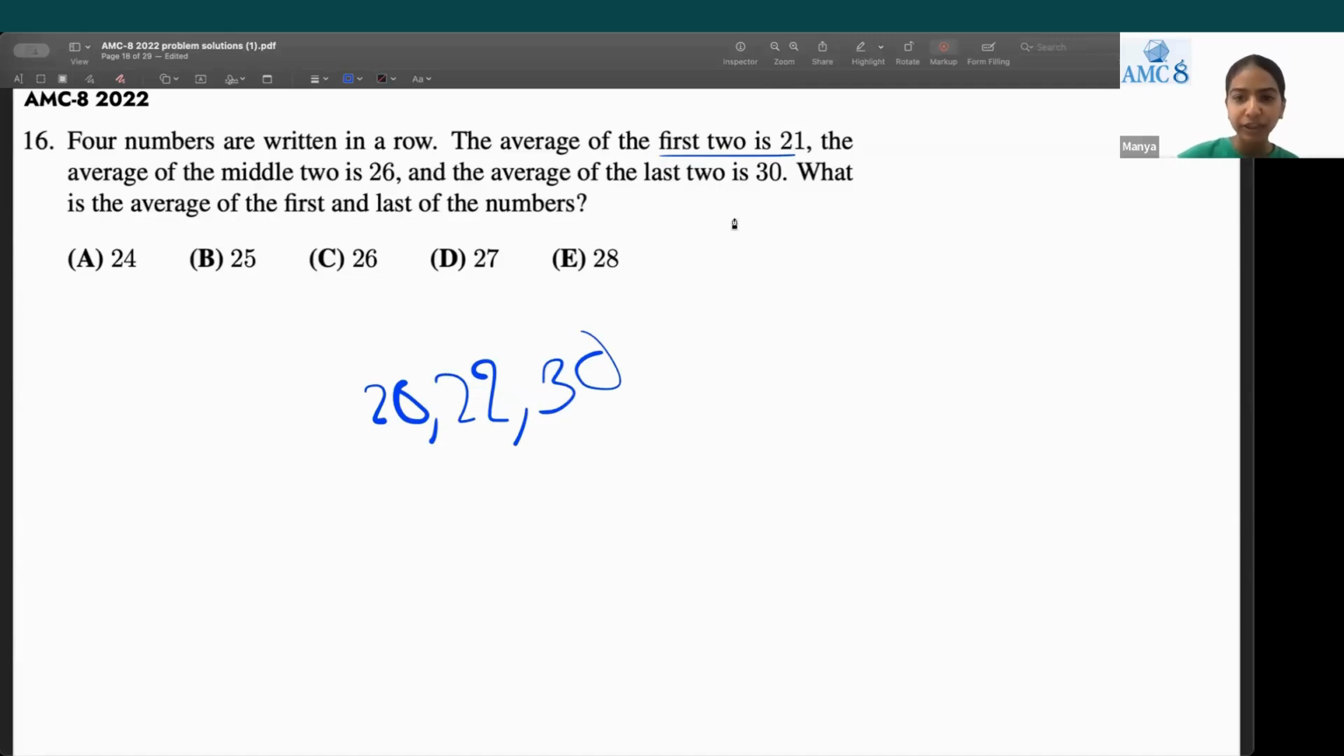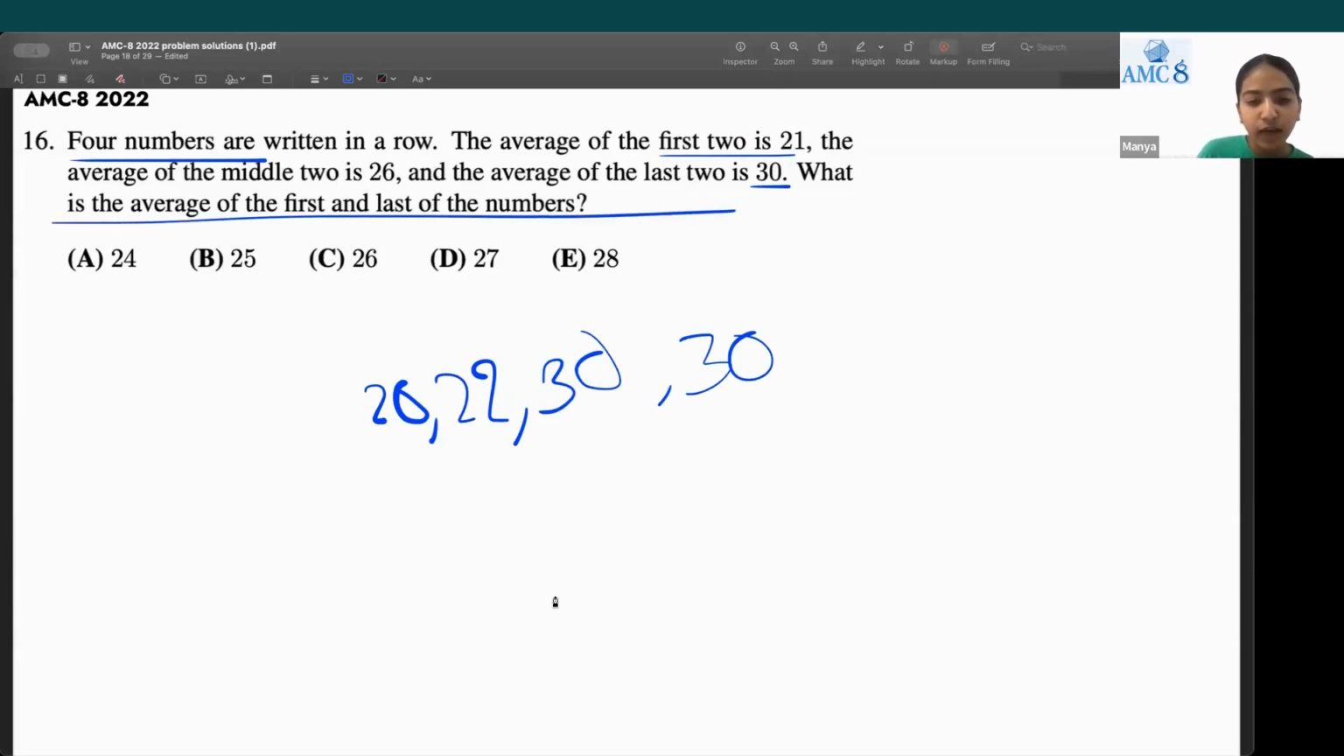And the average of the last two is going to be equal to 30. And there's 4 numbers, so the average of the last two, which is 30, and that number is also going to be equal to 30. What is the average of the first and last of these numbers? So to find the average, we can just add up the numbers. So we can just add up the first and last number, and we can divide it by 2.